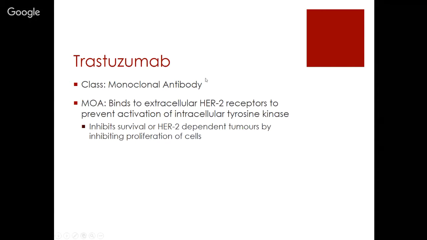And this one, trastuzumab, the mab means it's a monoclonal antibody. So this one binds to extracellular HER2 receptors to prevent activation of intracellular tyrosine kinases. I've seen quite a few really good ways of remembering this one, but I couldn't find one when I was doing this PowerPoint. But it's for HER2, you'll be able to find one. I just can't think of it right now.